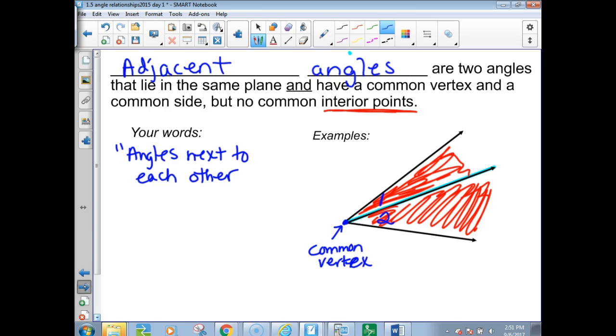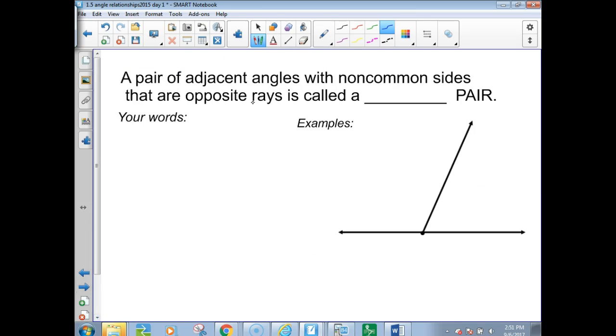The next type is a pair of adjacent angles with non-common sides that are opposite rays. Okay, so these are the non-common sides here down at the bottom. They're opposite rays. That just means they form a straight line, so they're called a linear pair. And in your words, you'd probably say angles that make a line.